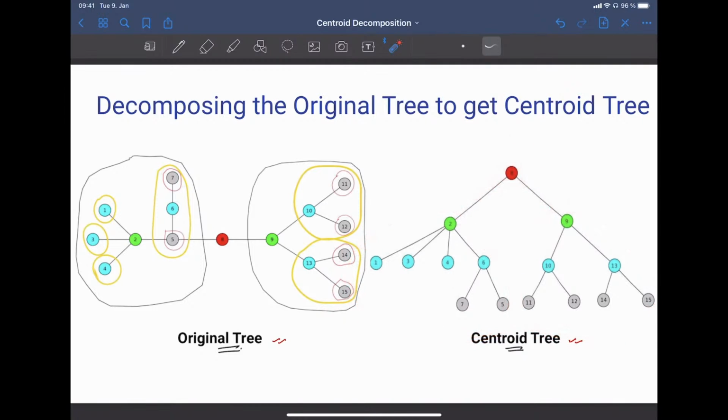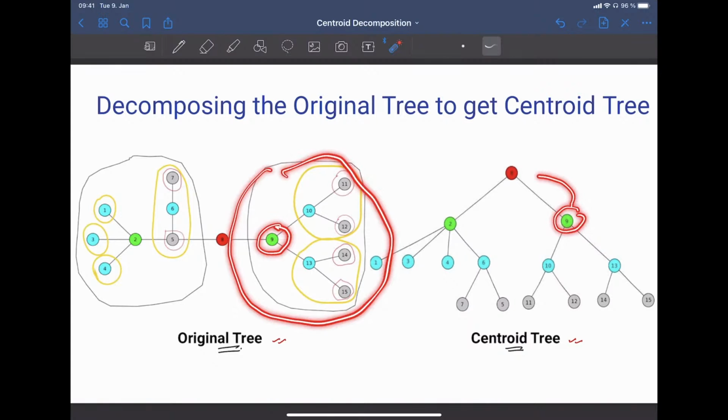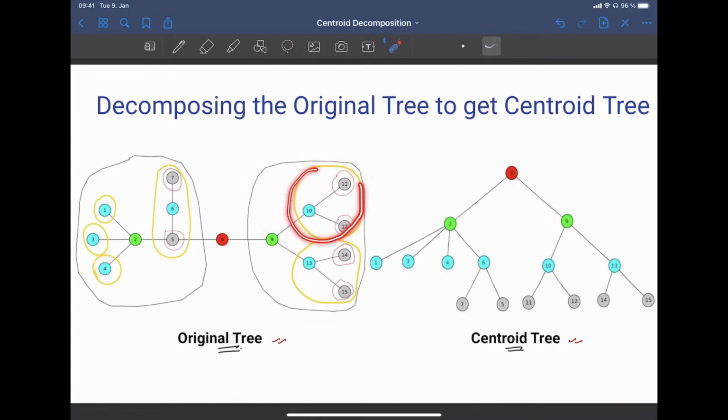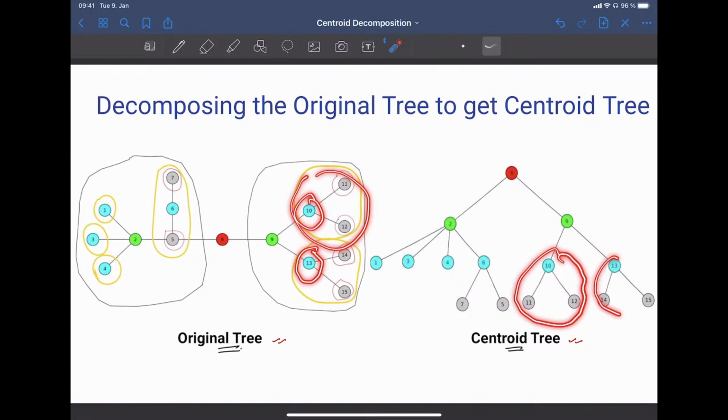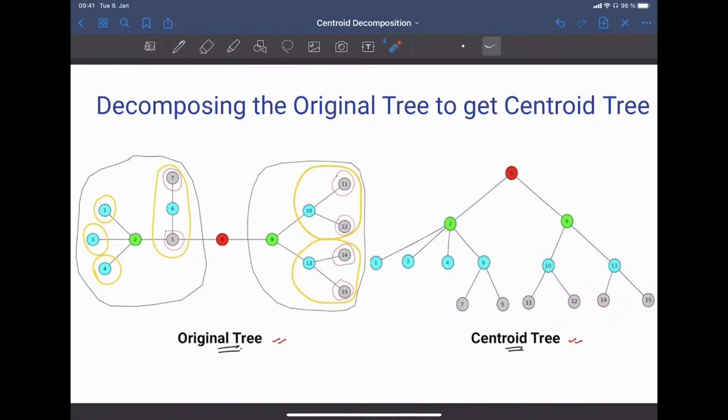Okay, you can also visualize the procedure on the right side. Again, the same thing will happen. This will be your centroid for the black region, and therefore you attach it as the child of node 8, and you recursively compute centroids of these smaller subtrees. For this subtree, the centroid will be node 10, similarly node 13, and you attach them as children of node 9. Okay. So this is how you construct the centroid tree from the original tree.